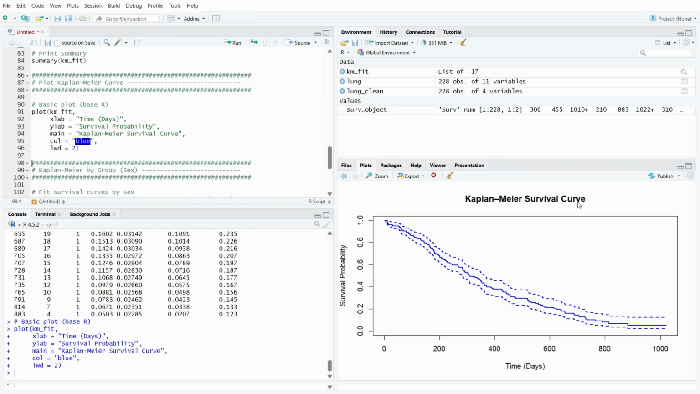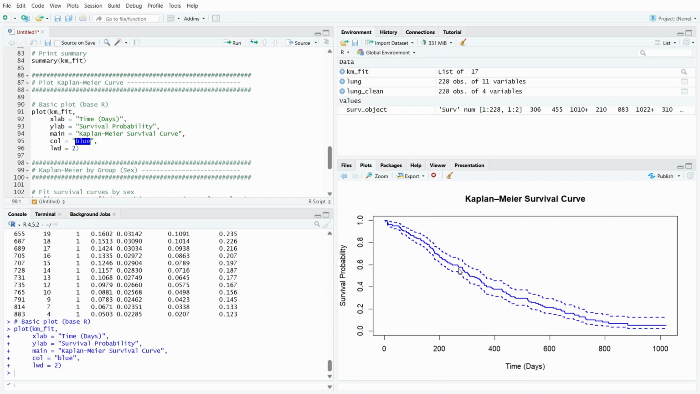Now we're looking at the Kaplan-Meier survival curve, which gives us a visual representation of how survival probability changes over time. On the x-axis, we have time in days, and on the y-axis, we have the probability of survival, ranging from 0 to 1.